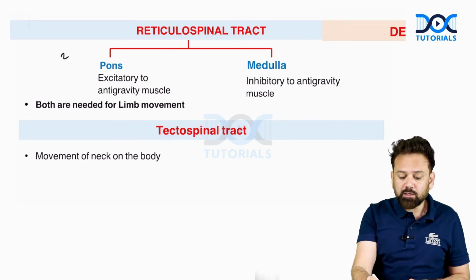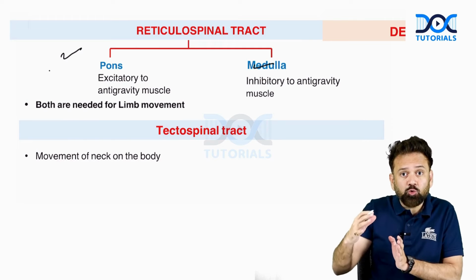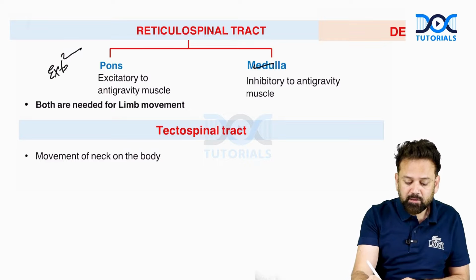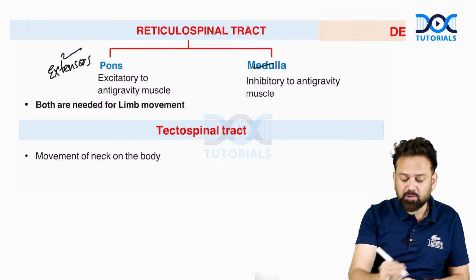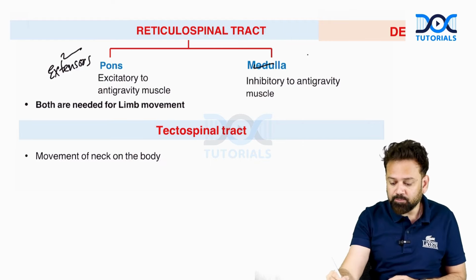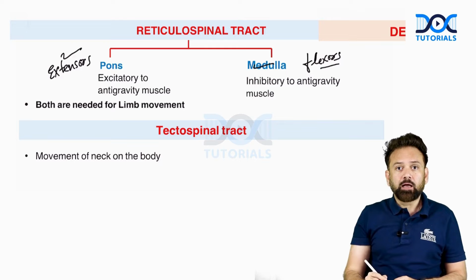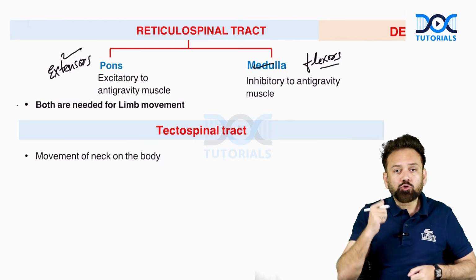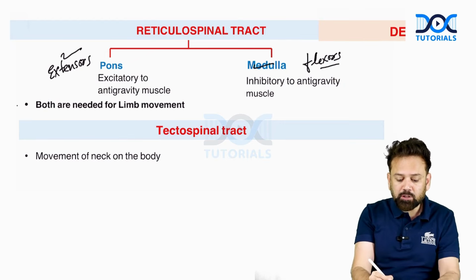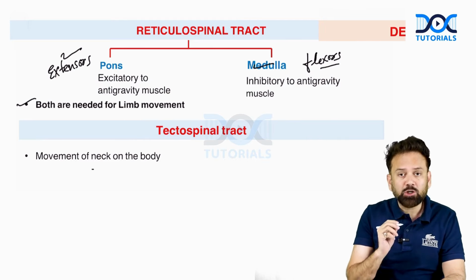Now, reticulospinal tract can come from RAS, reticular activating system. It is in the pons and in the medulla. In the pons, it is excitatory to anti-gravity muscle, so it is working on the extensor group of muscle. On the other hand, medullary fibers are inhibitory to anti-gravity, so they work on flexors. Both are involved in limb movement. You can walk only because of flexion and extension, isn't it? So both are needed for limb movement. Is this clear, doctor?